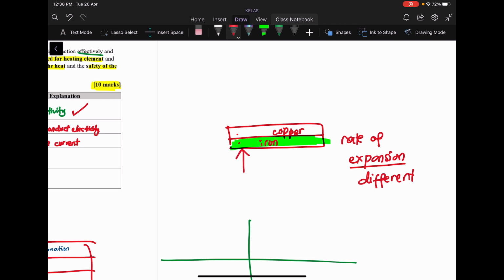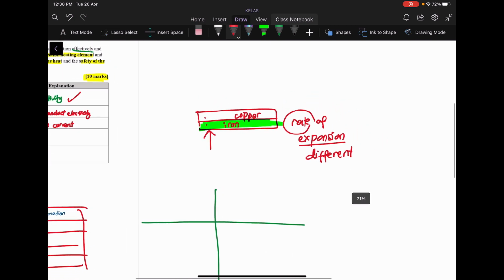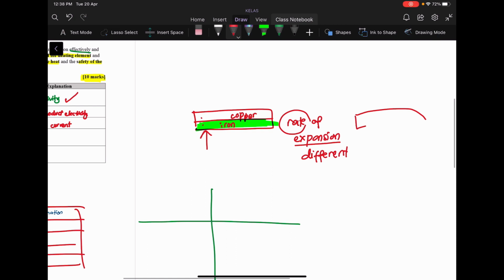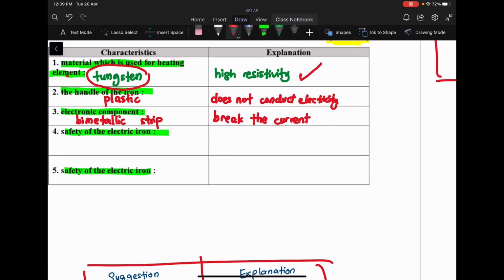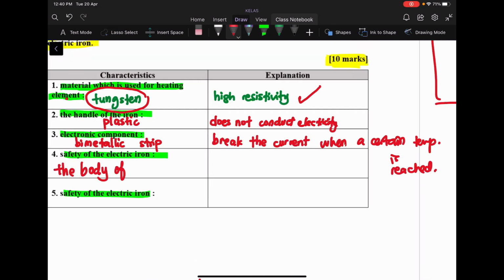Bila dia akan expand? When you heat it. Bila ada tenaga haba, you heat it, both of them will expand. But the rate of expansion is different. Therefore, what happen? Jadi bila rate of expansion dia macam mana? Dia akan bend. Ke mana? Ke arah yang lebih cepat ataupun lebih banyak atau lebih kurang. Contoh copper, circuit is broken. Break the circuit when a certain temperature is reached.